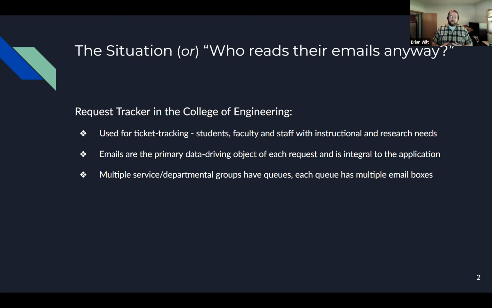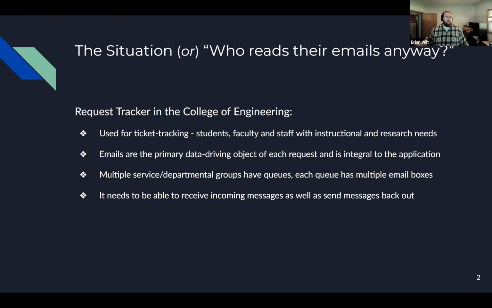This is a college-wide service. There are multiple groups in the college that use the application, so different departmental support queues. We have some support queues for software, some for research, for the network, for hardware, different kinds of operational areas. So Request Tracker is actually a large application that we run. I think there are about 30 different queues, and each queue also contains multiple email addresses. Some email addresses will funnel into the same queue, for instance.